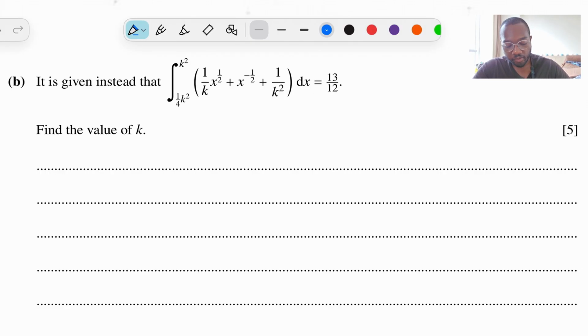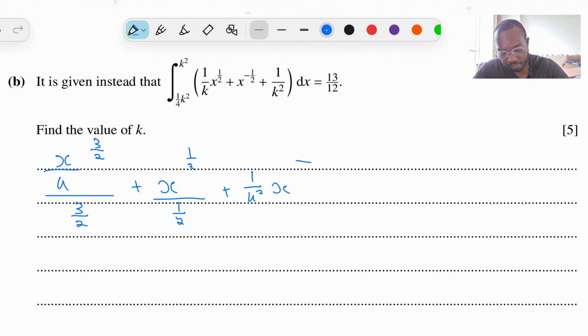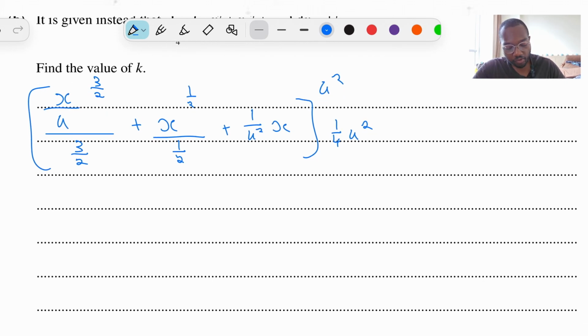Well, let's integrate this. So if we were to integrate this, what do we get? We would get x over k, so I'm just putting it all together, and that would be raised to the 3 over 2, because we've added 1 now to the power, and that would be divided by 3 over 2. Okay, and then for this one, again, a similar thing. It'll be x to the half divided by a half. And then for this last one, that would just be 1 over k squared, and we just need to add x. And then all of that would have our limits of k squared and 1 over 4k squared. So therefore, what would that be?